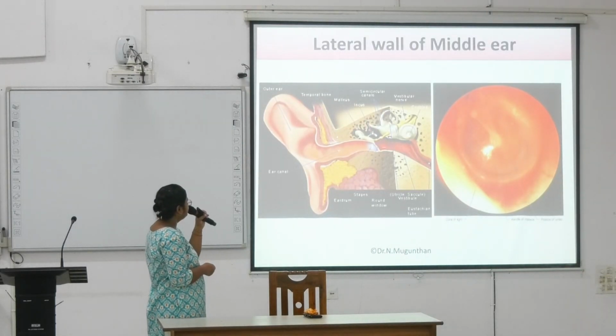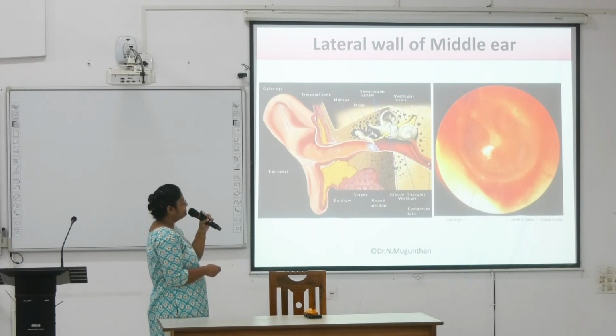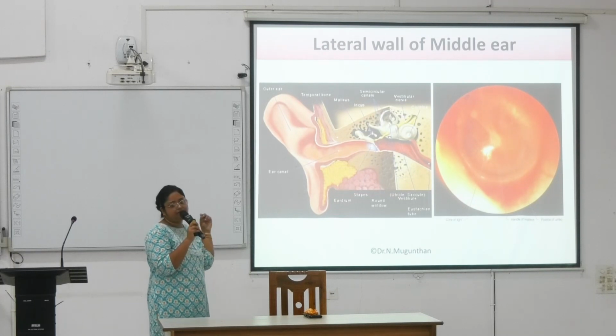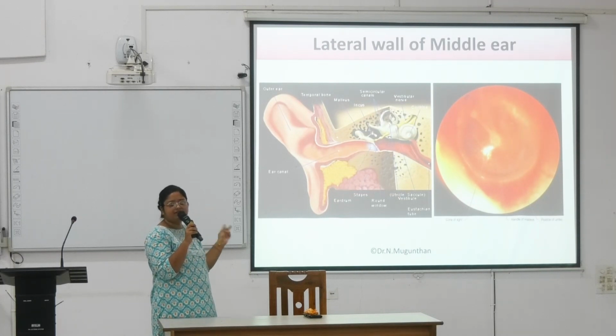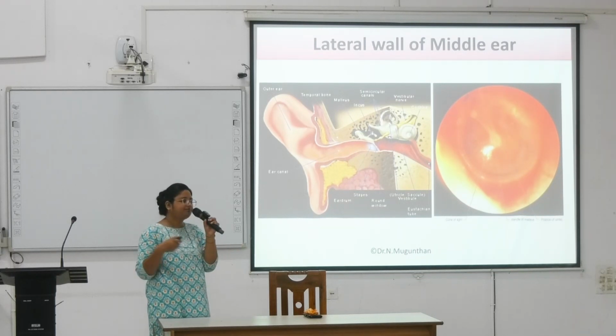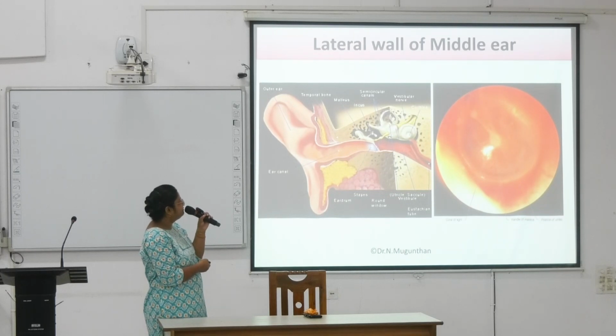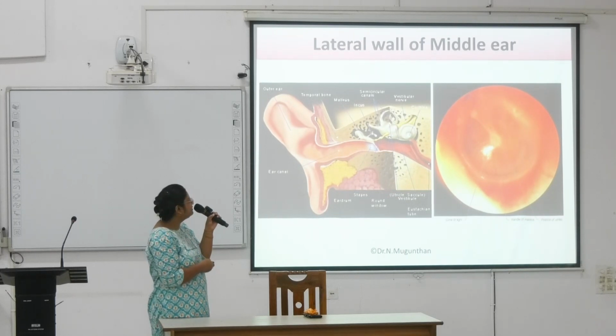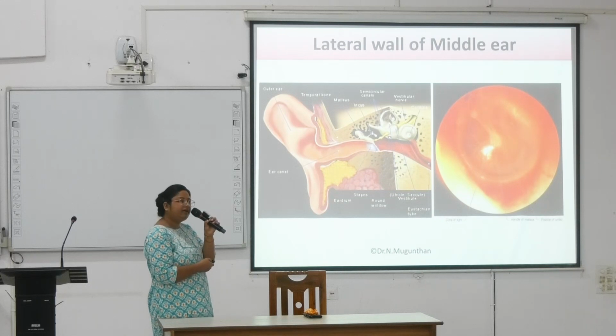See here, malleus, incus, and stapes. See, this is the tympanic membrane. This is the tympanic sulcus, and this transparent structure you can see is the tympanic membrane. You will see this from outside, via the external auditory canal. If you place a light, the reflection of light, the cone of light, will appear in the anterior inferior quadrant of the tympanic membrane.